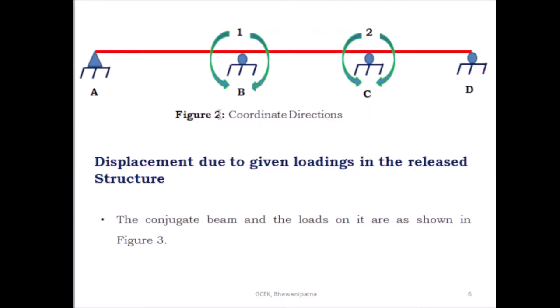So here this is the coordinate direction. This is coordinate 1 at B, and this is coordinate 2 at C. This is the direction of the coordinates at B and C. So you have to assign two coordinates: the first coordinate is at B, and the second coordinate is at C. Then what is the next step?